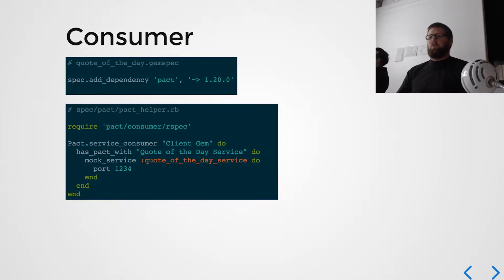Okay, and then more boilerplate in the consumer. Since it's a gem, we add the Pact gem to our gemspec. And then on the consumer side, you declare yourself a Pact service consumer, call yourself the client gem. You say that you have a Pact with the quote of the day service. And in order to run these tests, Pact is going to stand up a mock service on some port so that your client can generate JSON. You'll see with the test cases, this is just something Pact needs. It's really not important what the port is or how you set this up. It's honestly just boilerplate.